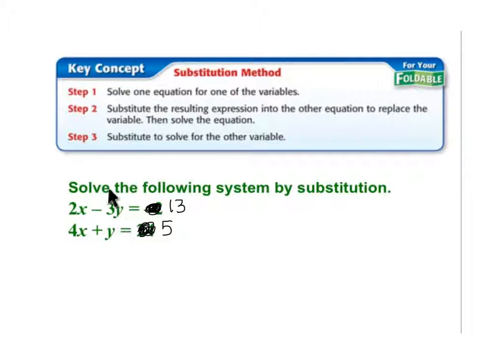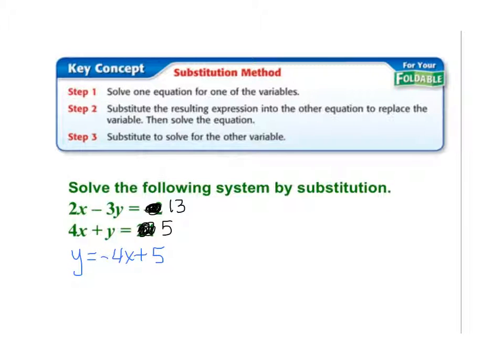So as I look and analyze the variables here, I notice that they all have different coefficients, but this one has 1. So probably the easiest thing to do, which I could solve for any of these, is to solve this one for y, because all I have to do is subtract the 4x to the other side. So I have y equals negative 4x plus 5.